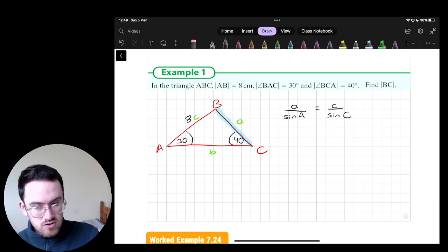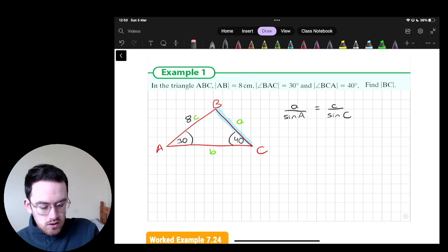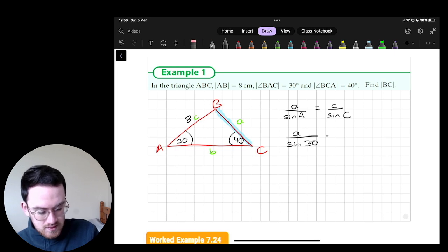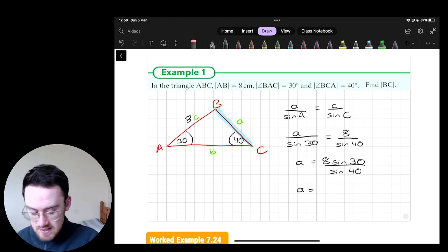The letters don't make an awful lot of difference in terms of how we're going to do the question, so long as we just have, as we said, that side matched up with the angle that's opposite it. So looking for side A, sine of 30 is equal to 8 over sine of 40. Okay, so A is 8 sine 30 over sine 40, and we can put that into our calculator to find out what that side A is.